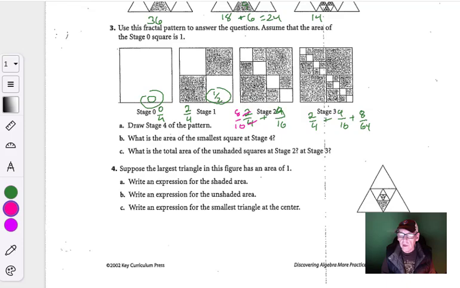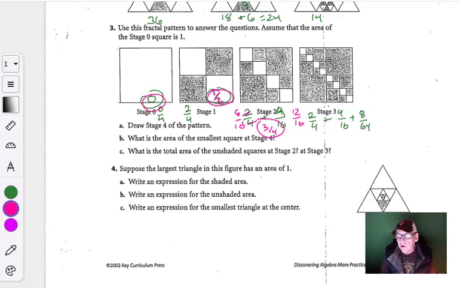Make sure I did that right. This is 8/16 plus 4/16, which gives us 12/16, which is 3/4. So that one has 3/4 shaded. This one had 1/2 shaded. This one actually had 0 shaded.